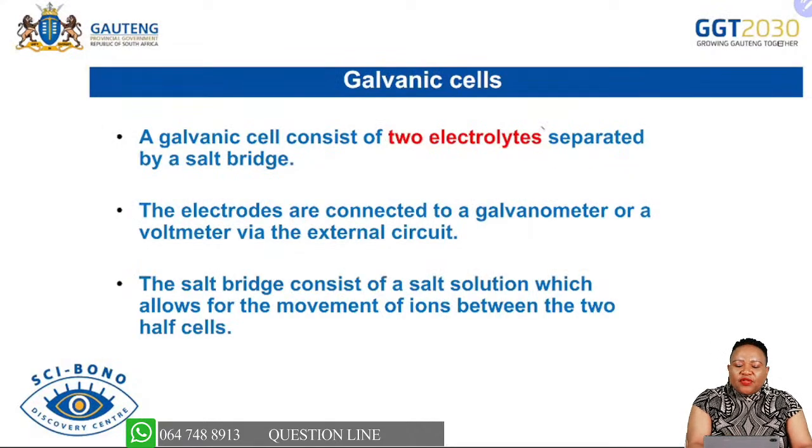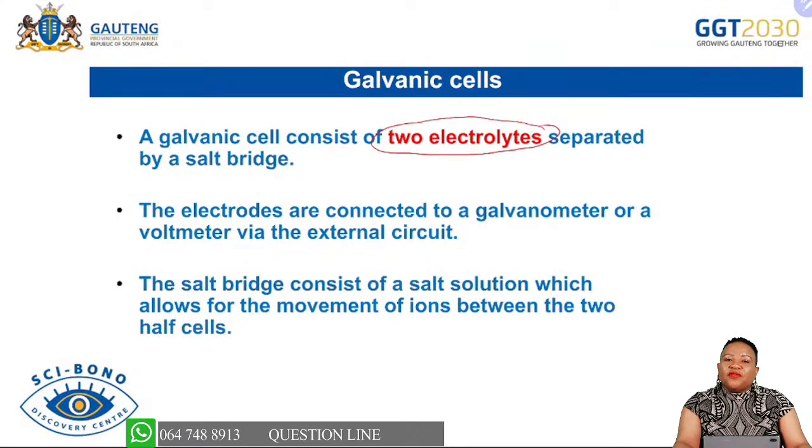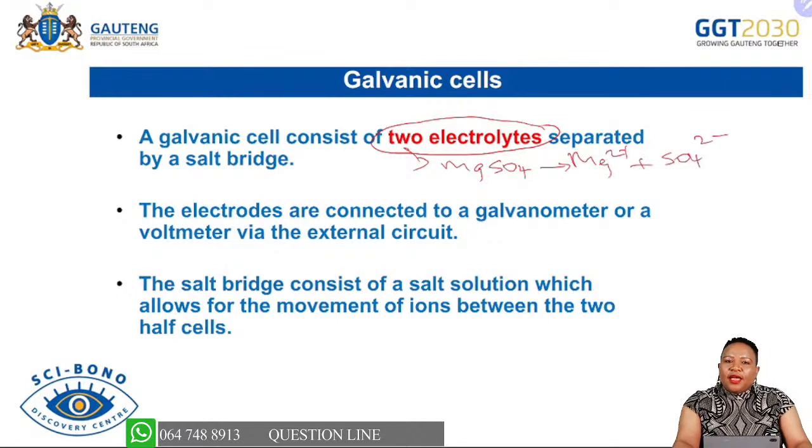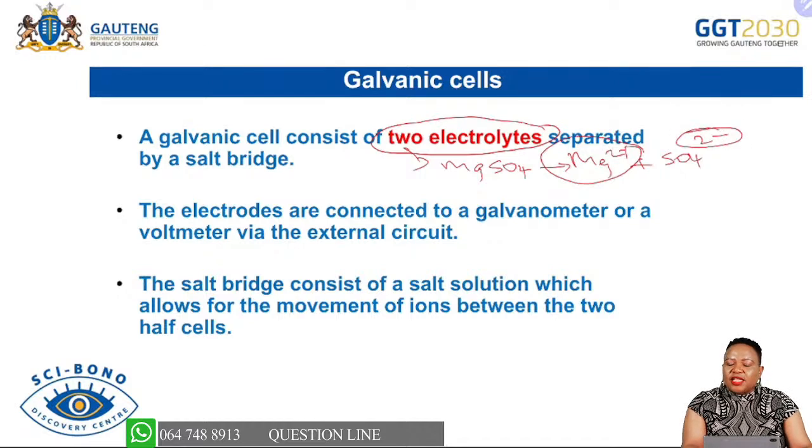Now, how do you identify a galvanic cell? A galvanic cell will always have two electrolytes. Normally, our electrolytes are shown by ions. However, sometimes our electrolytes can be shown by a compound. Therefore, if you are given an electrolyte like magnesium sulfate, you will know that the ions that are involved are the magnesium 2+ ion plus the sulfate ion. It qualifies to be an electrolyte because it is having both the positive and the negative ions.